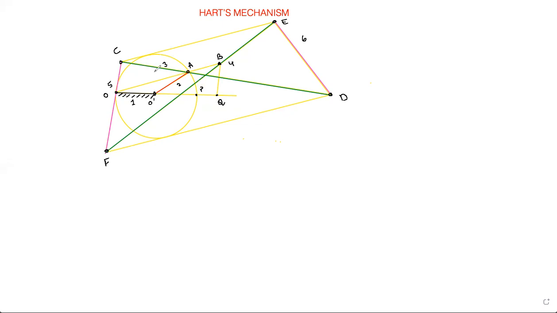This is a circle, and O1A, let me say O1A or O dash A, is the crank which rotates for 360 degrees. It is able to rotate for 360 degrees. Now what we have done is, from the circumference of the circle, we have drawn a chord which cuts the circle at A on the circumference, and further it will go to B.